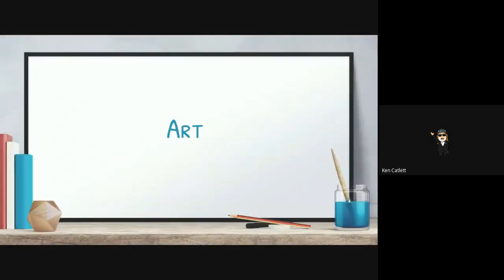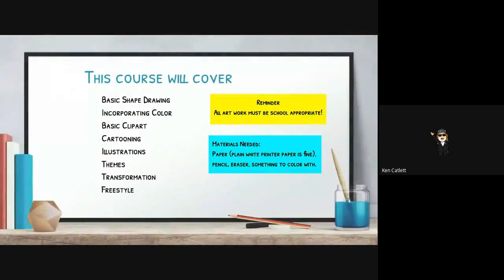The first course I teach is art, which I teach first period and seventh period. This course covers basic shape drawing, incorporating color, basic clip art, cartooning, illustrations, themes, transformation, freestyle. Reminder, all artwork must be school appropriate. Materials needed for my class are paper, something to write with, preferably a pencil, eraser, and something to color with if possible.